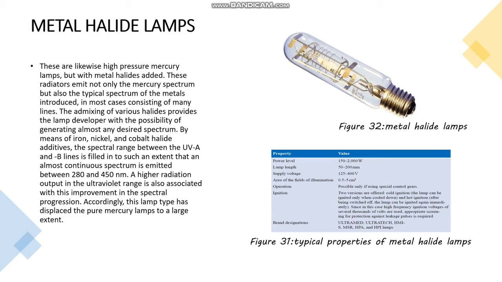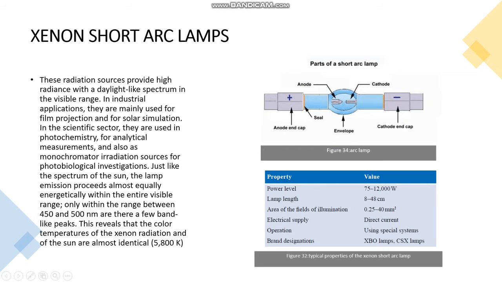Metal halide lamps. These are like high-pressure mercury lamps, but with metal halides added. These radiators emit not only the mercury spectrum but also the typical spectrum of the metal introduced, which in most cases consists of many lines. Xenon short arc lamps.